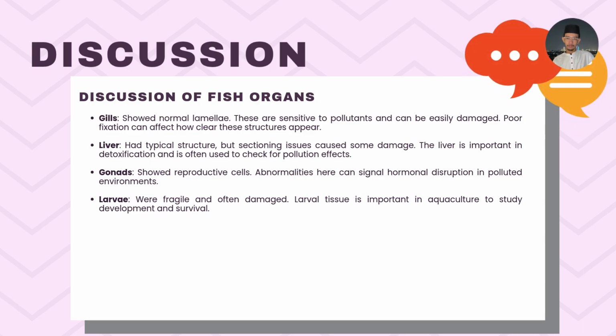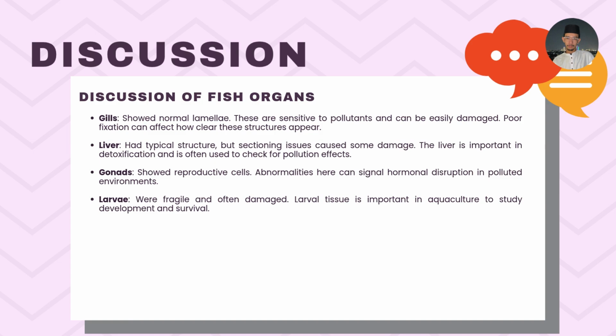For discussion of fish organs, gills show normal lamellae. These are sensitive to pollutants and can be easily damaged. Poor fixation can affect how clear these structures appear. The liver had a typical structure, but a sectioning issue caused some damage. The liver is important in detoxification and is often used to check for pollution effects. Next, gonads. Gonads show reproductive cell abnormalities, which can signal hormonal disruption in polluted environments.